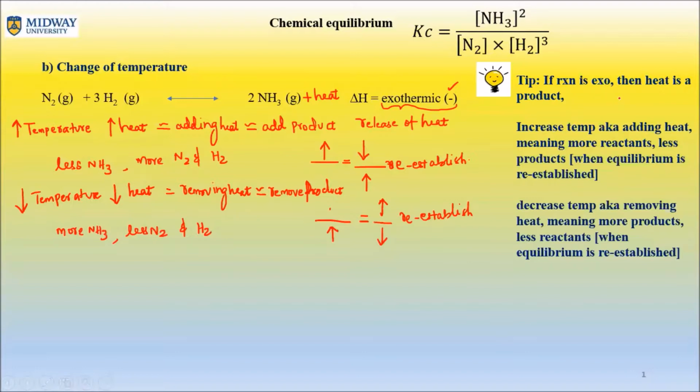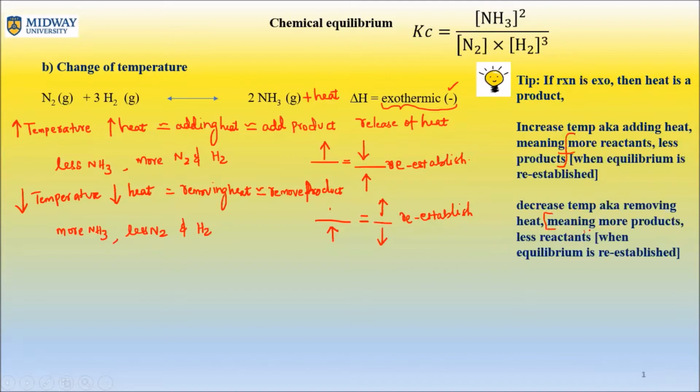Now again, if the reaction is exo, and I believe I have done another example for endo, let's go over and finish that. So I have given a tip. If a reaction is exo, then heat is a product. Write the heat on the side. Increasing temperature means adding heat, meaning more reactants, less products. When reactants, so this is the final outcome.